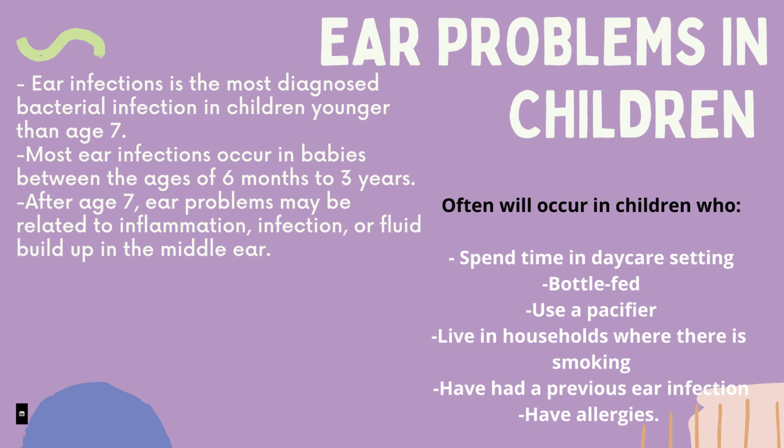Ear problems in children. Ear infection is the most diagnosed bacterial infection in children younger than age 7. Most ear infections occur in babies between the ages of 6 months to 3 years old. After age 7, ear problems may be related to inflammation, infection, or fluid buildup in the middle ear. It can often occur in children who spend time in daycare settings, who are bottle fed, who use a pacifier, who live in households where smoking is present, who have had previous ear infections, or those who have allergies.